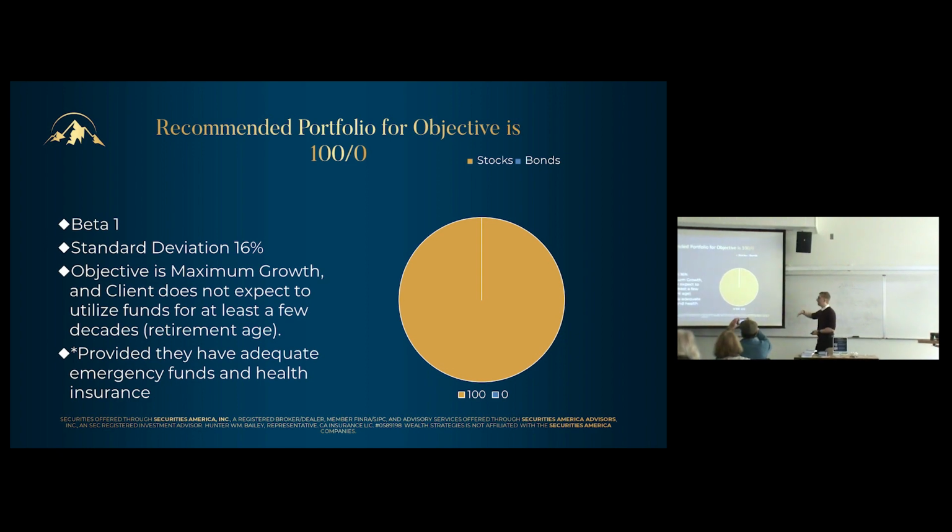We could drop down to 80 if she likes to move around, but if she wants to keep it simple, just buy that S&P 500 fund, dollar cost average into it every time you've got a contribution, and ride it to the sky. That'll be a beta of 1, standard deviation of like 16%. Objective is maximum growth, and the client does not expect to utilize the funds for at least a few decades, being retirement age, and provided they have adequate emergency funds and health insurance and stuff like that.